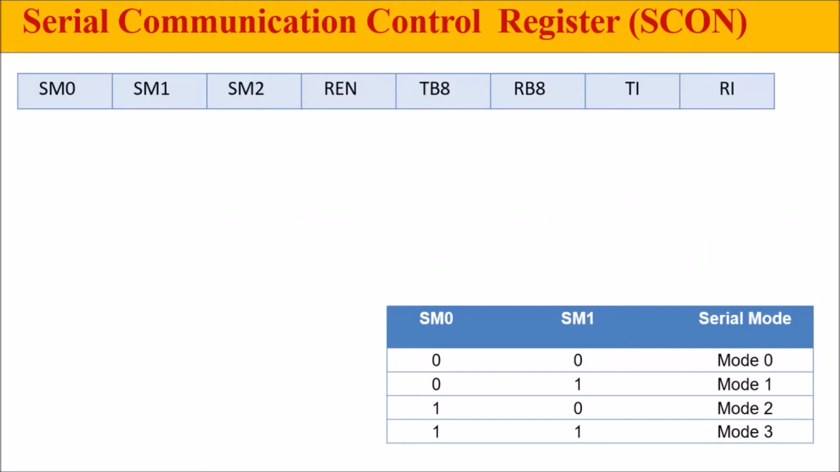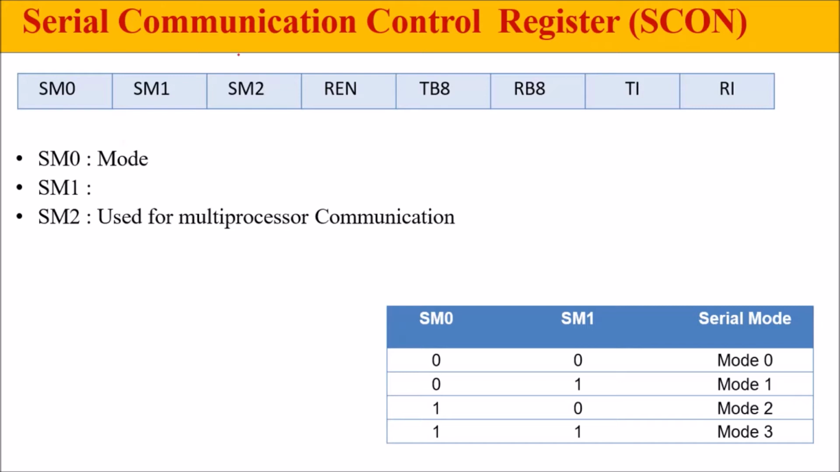So first, the registers used to initialize this UART block of 8051. The first register is the serial communication control register, that is the SCON register. This is the format of the SCON register. This is an 8-bit register. The SM0 and SM1, these two bits are used for mode selection. Then the SM2 bit is used for multiprocessor communication, which we are not going to use.